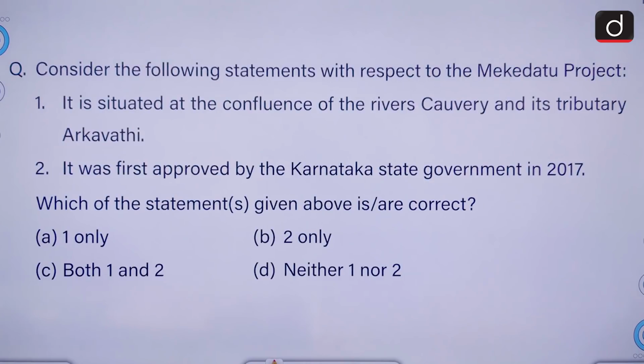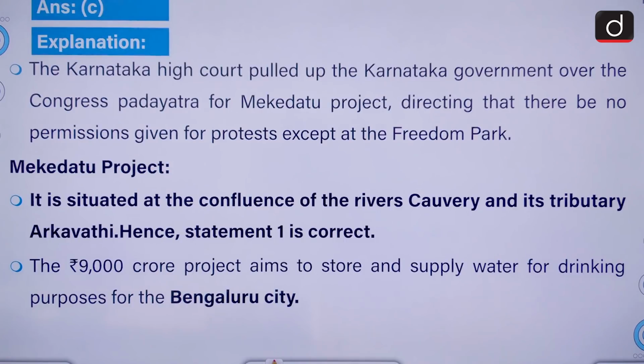Consider the following statements with respect to Mekedatu Project. It is situated at the confluence of the rivers Kaveri and its tributary Arkavati. It was first proposed by the Karnataka state government in 2017. We have to select the correct statement. Both are correct. C is the correct answer. The Karnataka High Court pulled up the Karnataka government over the Congress Padyatra for Mekedatu Project, directing that there would be no permission given for protests except at the Freedom Park. At the Freedom Park only they can protest.